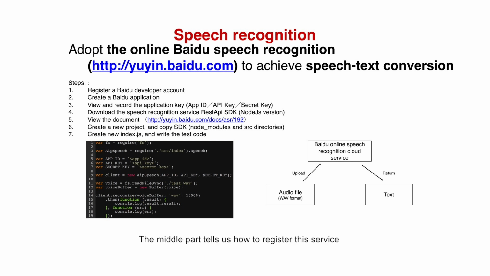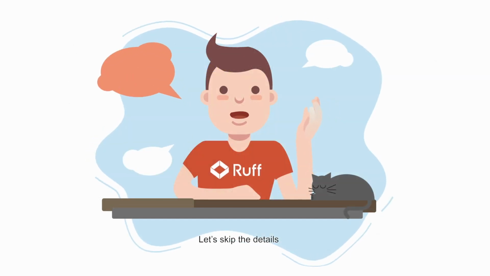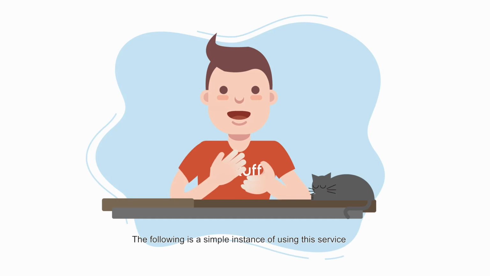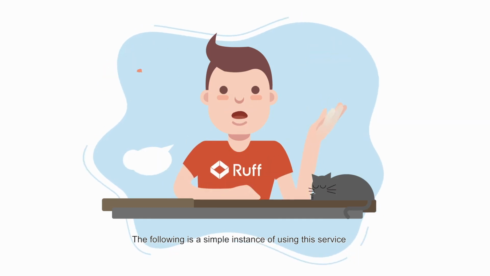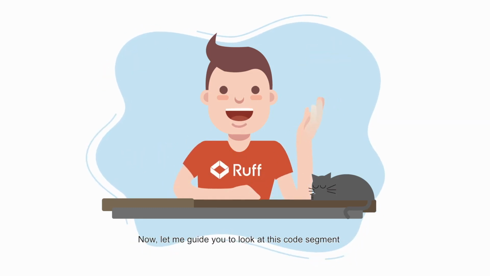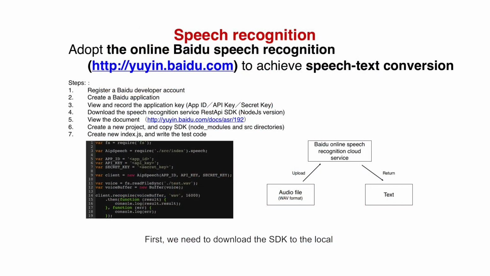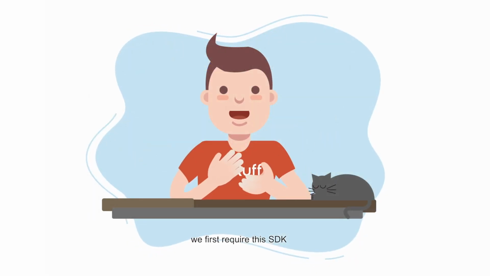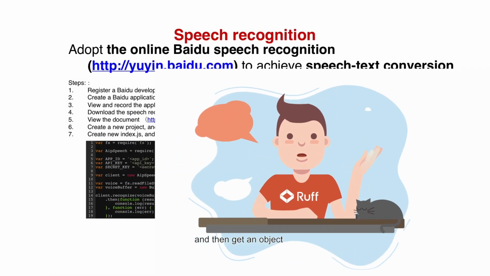The middle part tells us how to register the service and how to use the service. Let's skip the details. The following is a simple instance of using this service. Now, let me guide you to look at this code segment. First, we need to download the SDK to the local. After downloading it, we first require this SDK, and then get an object.